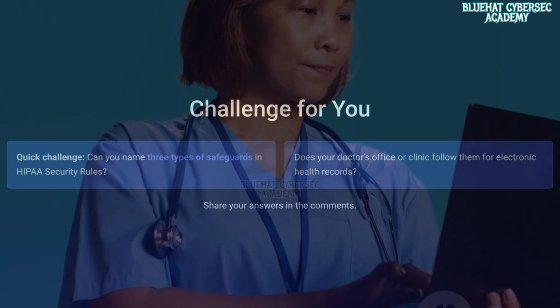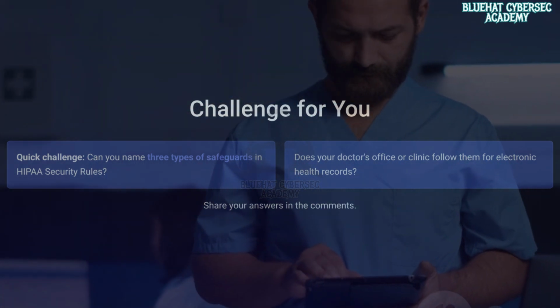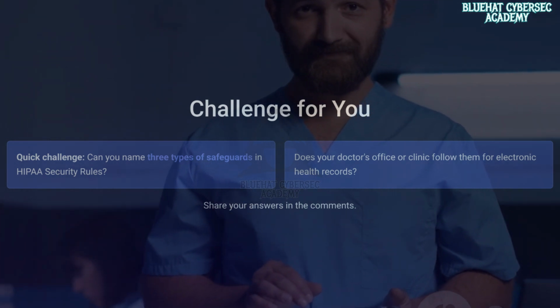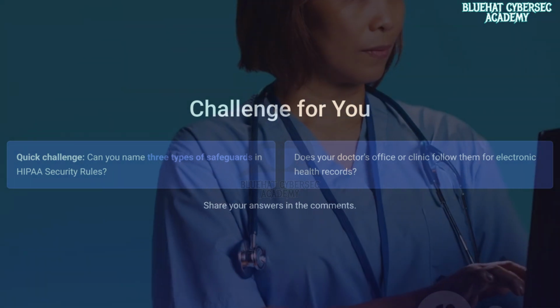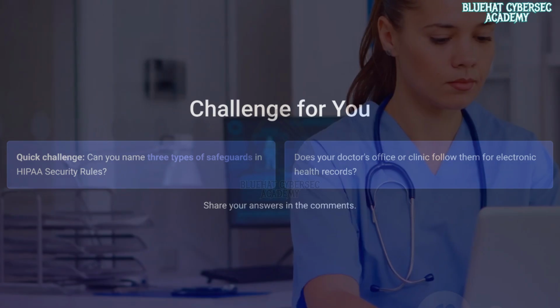Here's a quick challenge for you. Can you name 3 types of safeguards under HIPAA security rules? And just think about this. Does your doctor's office or clinic follow these rules for your electronic health records? Pause for a moment and leave your answers in the comments. I'd love to hear what you come up with.